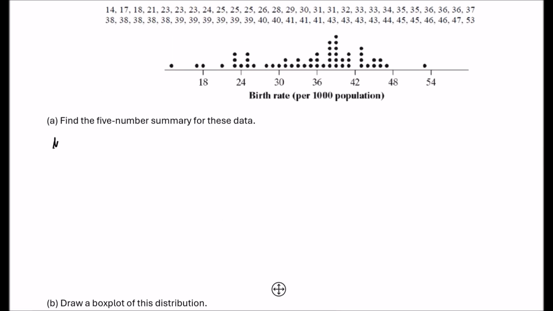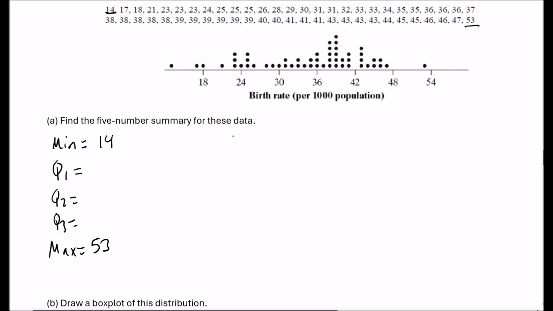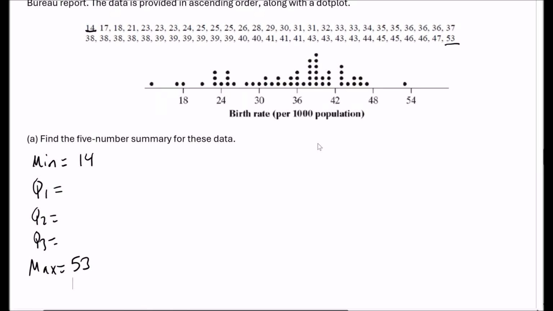All you got to do is identify what's the smallest number. Smallest number is 14. Okay, what's your largest number? Largest number is 53, right? What are your quartiles? So we got to do the Q1, Q2, Q3, and we said our maximum is 53, right? Okay, so let's go ahead and find our quartiles.